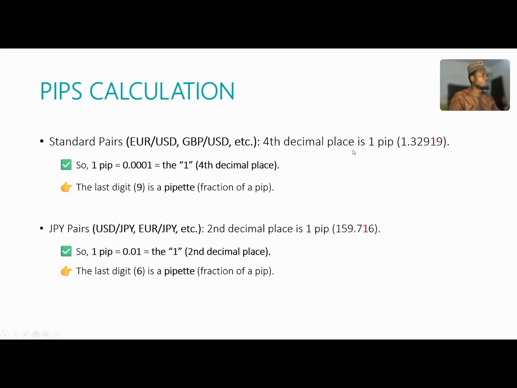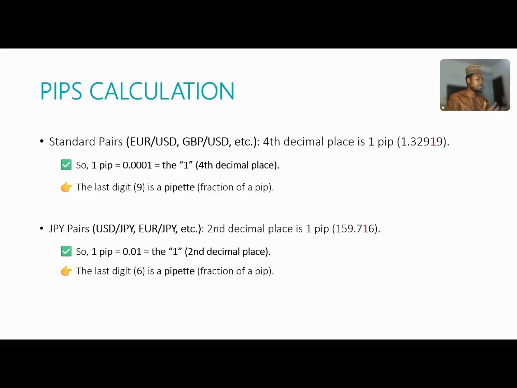So how are you going to start calculating? You should start from the second to the last number. Anytime this number changes, that means the market moved 1 pip. Somebody will ask, what about the last one? We call it a pipette. It is a fraction of a pip. That means this number must change from 0 to 9 before, to 10, before it will give you 1 pip.